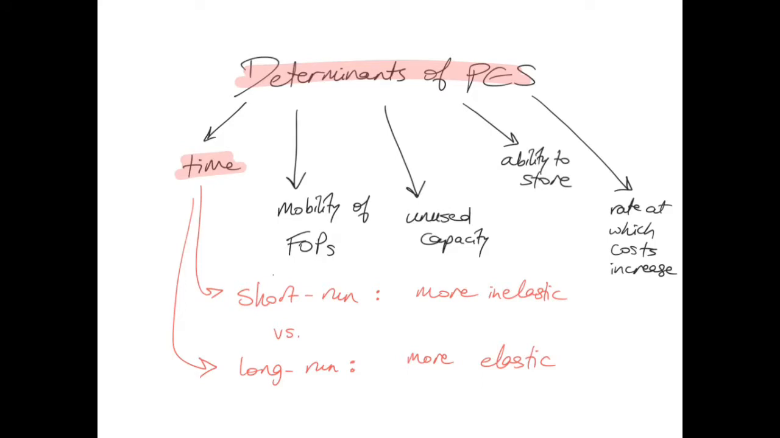Generally, in the short run, supply will be relatively inelastic, and in the long run, it will be relatively more elastic. And this is because producers need time to adjust their production plans. In the short run, producers may not be able to adjust their production plans to respond to a changing price. But over time, they have more time to adjust their production plans, and hence supply becomes more elastic in the long run.